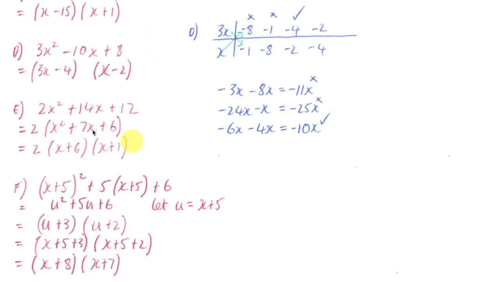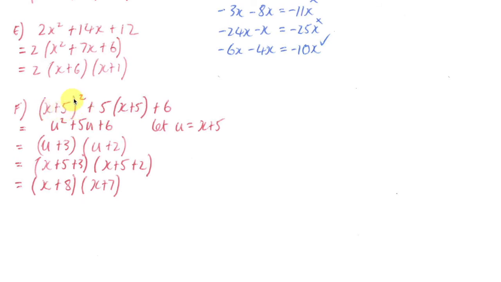All right, for E, what's common here is 2 in each of those terms. So I take out 2, and then I've got x squared plus 7x plus 6. So I want the factors of 6 so that you add them together give you 7. So it's x plus 6, x plus 1.